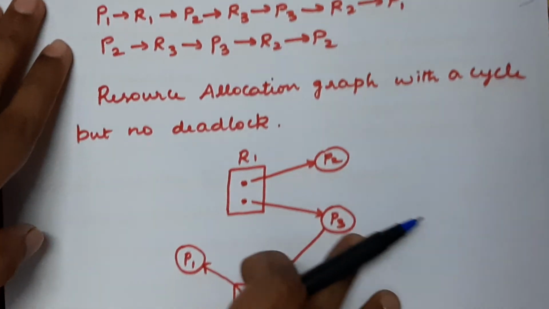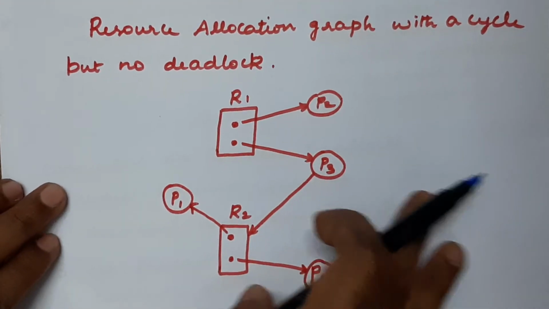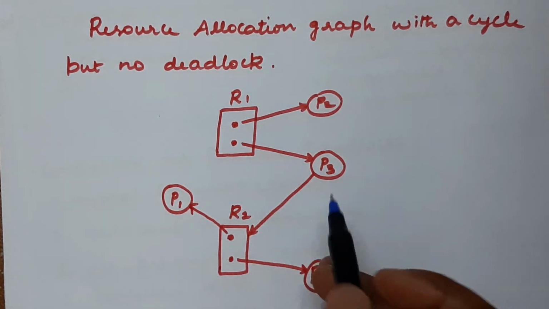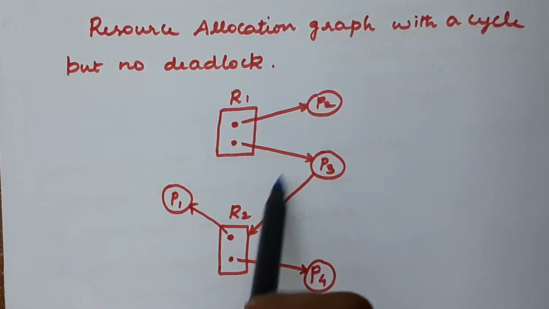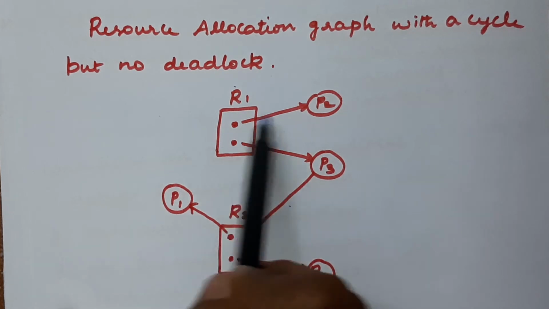Okay, and another one, it's the last one. So here, if you look at this, it does not mean that if a cycle exists in the graph, then obviously it will lead to deadlock. It does not mean that. It may or may not lead to deadlock. So let us see how it will happen. Resource allocation graph with the cycle but no deadlock. It may also happen. So let us see.